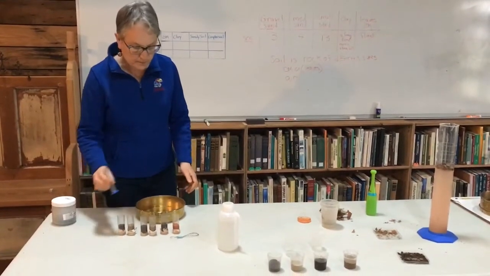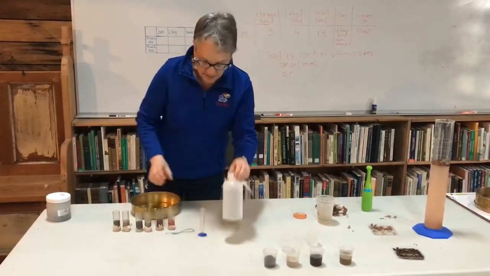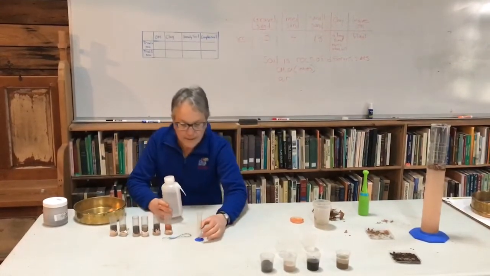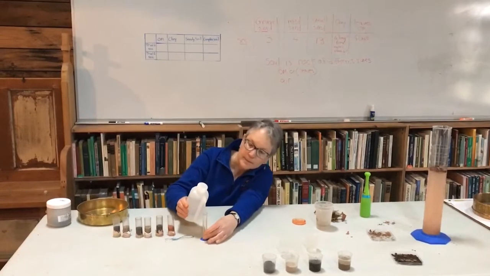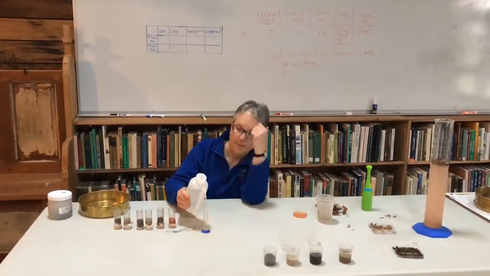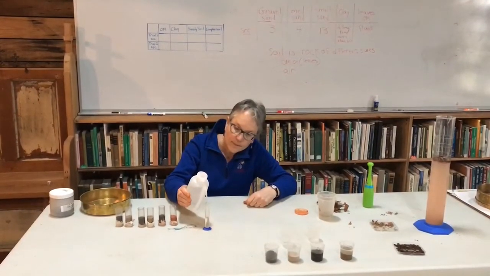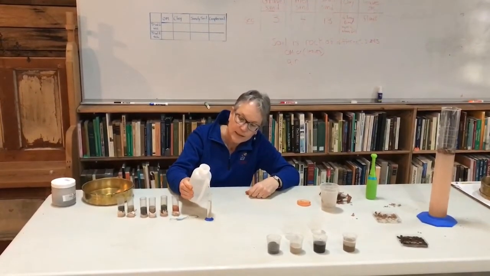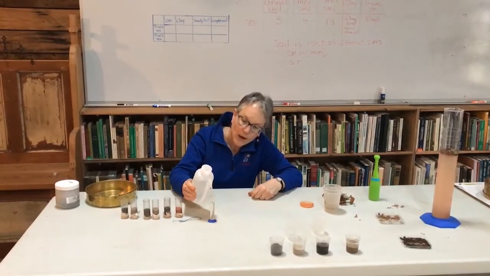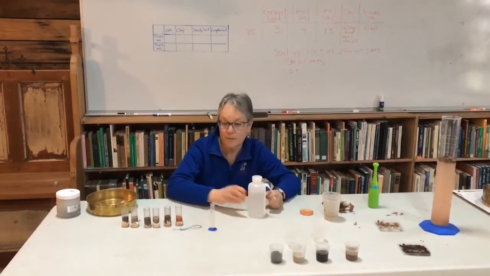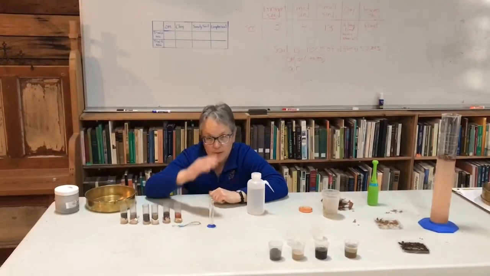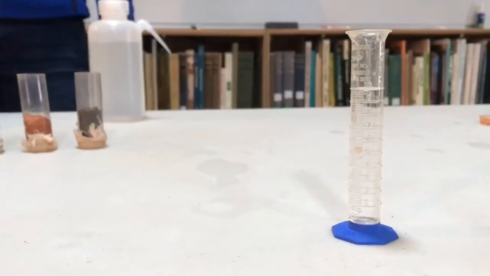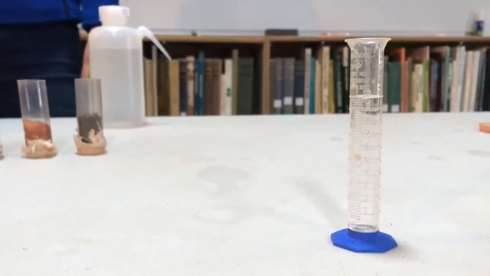And we're going to put 10 mils of water in this graduated cylinder. It's important when you're measuring using a graduated cylinder that the top of the water layer, the surface, is going to have a little curve in it. And you want to measure to the base of that curve.